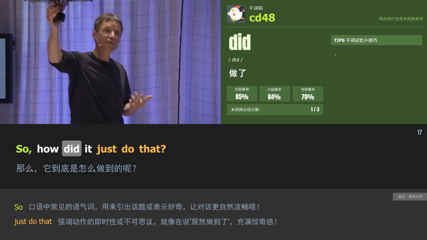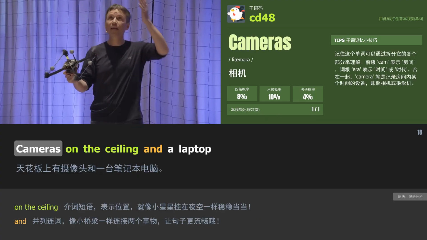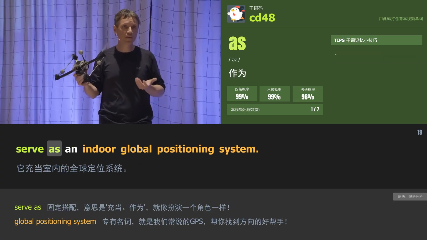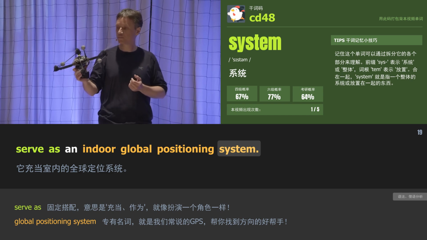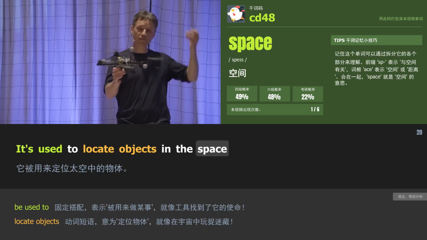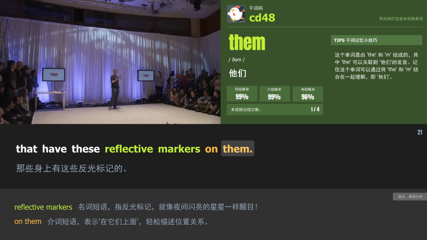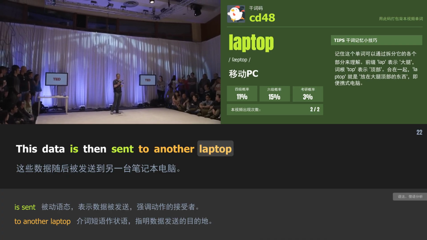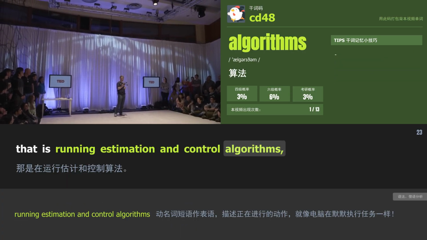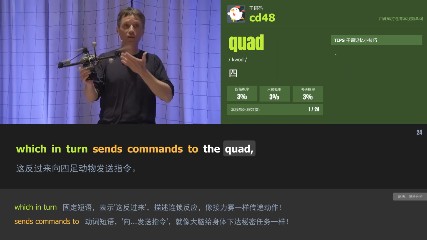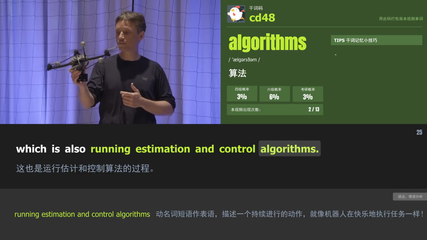So, how did it just do that? Cameras on the ceiling and a laptop serve as an indoor global positioning system. It's used to locate objects in the space that have these reflective markers on them. This data is then sent to another laptop that is running estimation and control algorithms, which in turn sends commands to the quad, which is also running estimation and control algorithms.